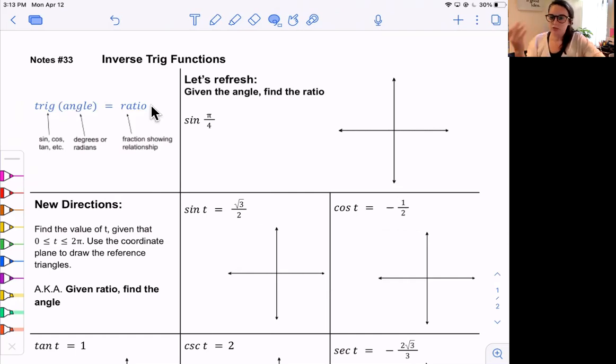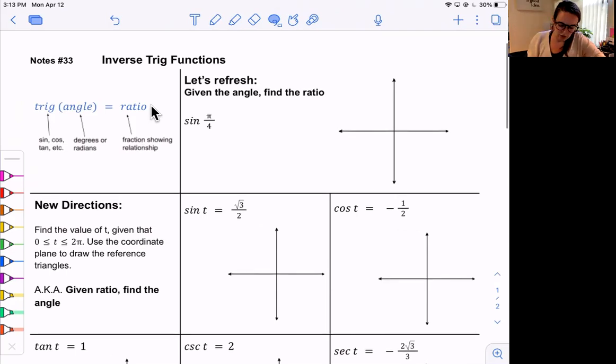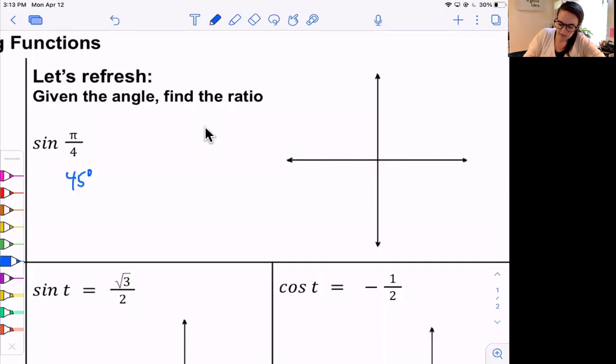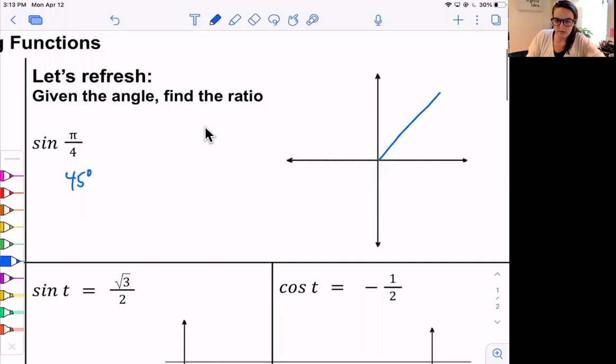Let's review the process for doing that since it's been a little while. So we have sine pi over 4. I remember pi over 4 is in radians. In my head, I'm thinking, oh, this is 45 degrees. So I'm going to draw that triangle over here, 45 degrees. Drop that perpendicular line right there. Since this is 45 degrees, I know that this one is also 45, so it's a 45, 45, 90 triangle. It's going to make these sides 1, 1, square root of 2.